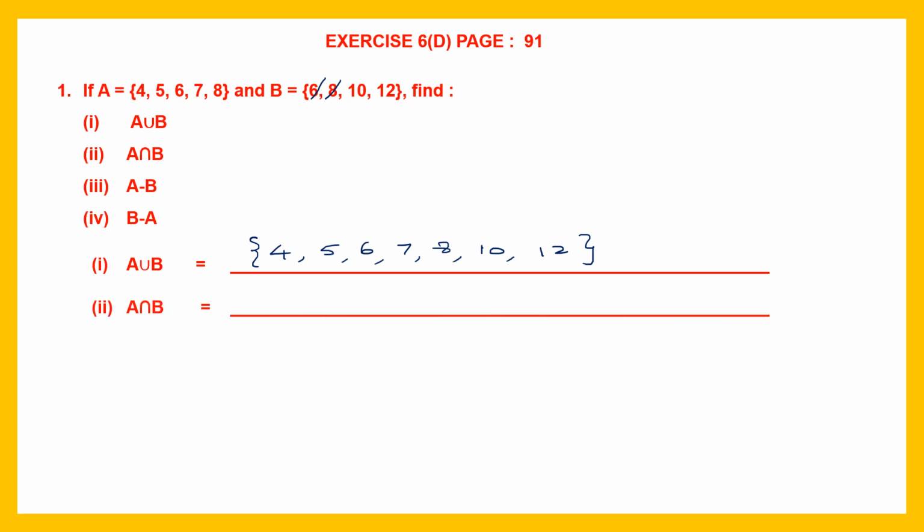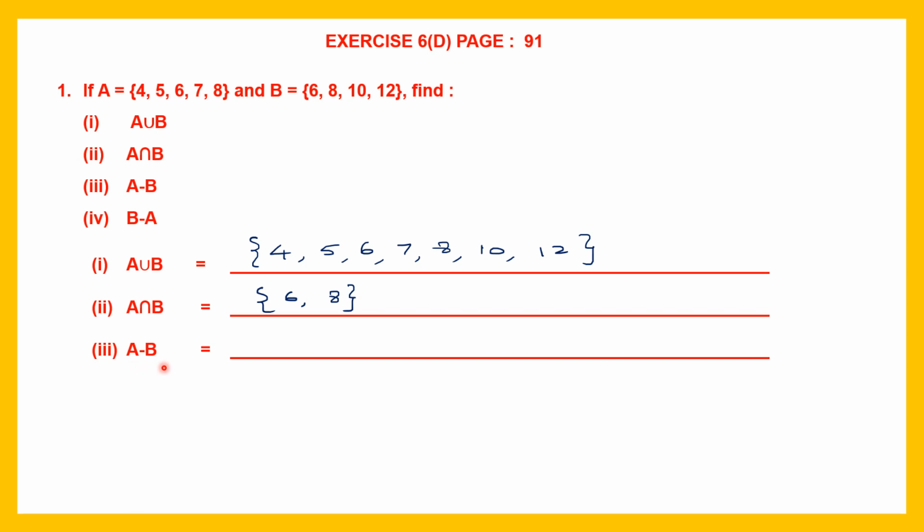Next, A intersection B, we're going to write only the elements which are common to both sets A and B. Now look at set A and let's see what's common. Now 4 is not there in B. 5 is not there. We have 6. Okay, so 6 is there both in A and B. 7 is not there. 8 is there in both A and B. So the intersection of A and B will be only 6 and 8.